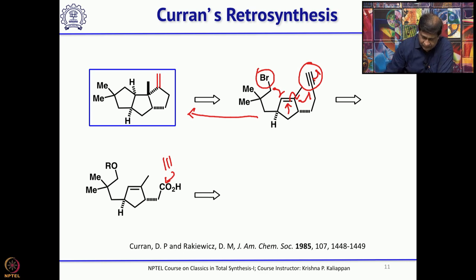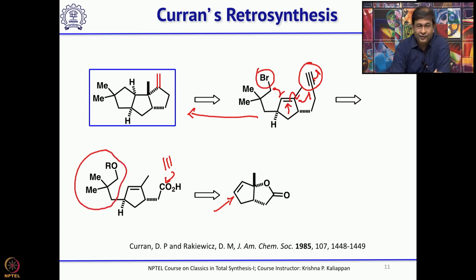The next key step is the nucleophilic attack of this whole unit on this lactone. The nucleophile will attack here, the double bond will migrate and this will open up. It's like a retro-ene type opening. So that will give you the carboxylic acid.